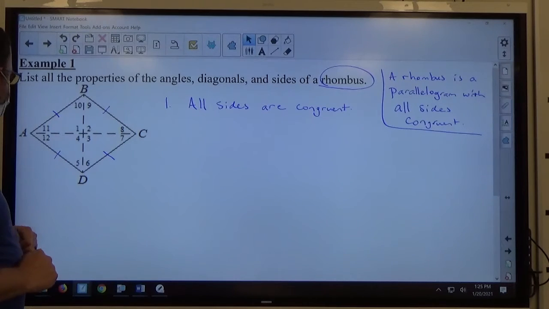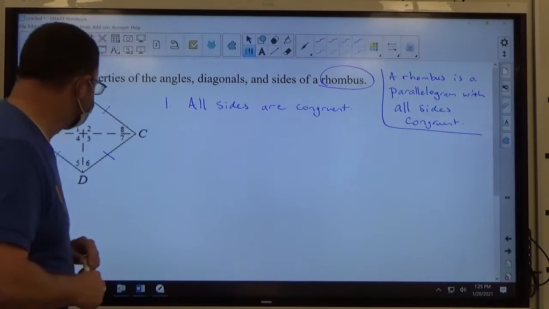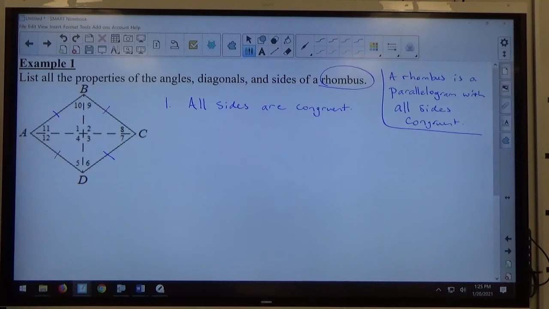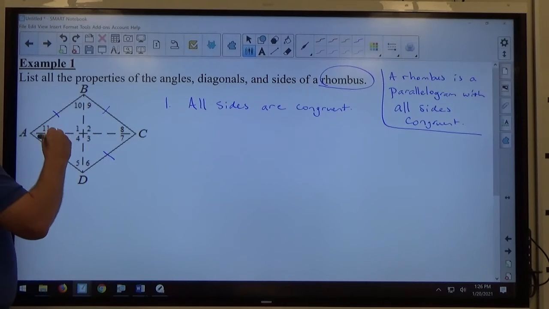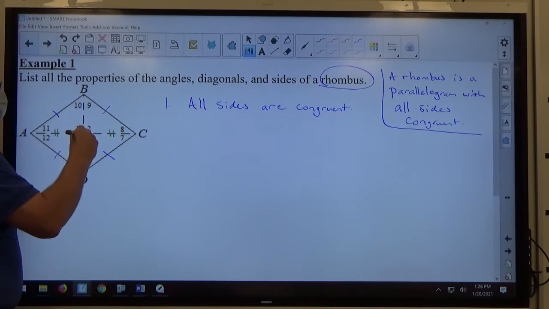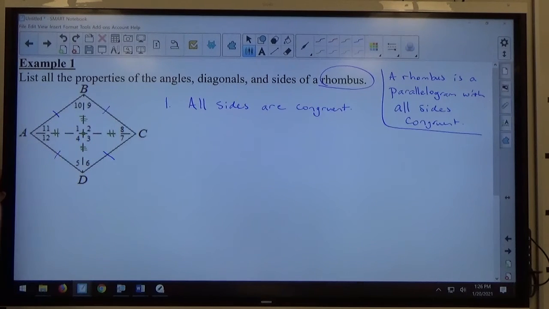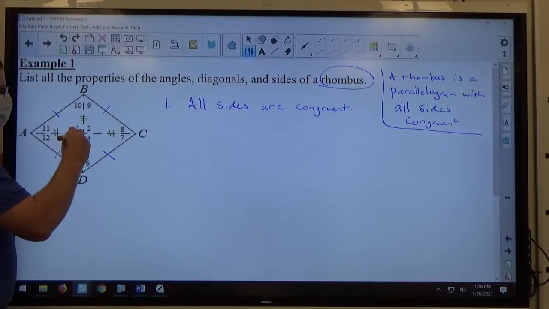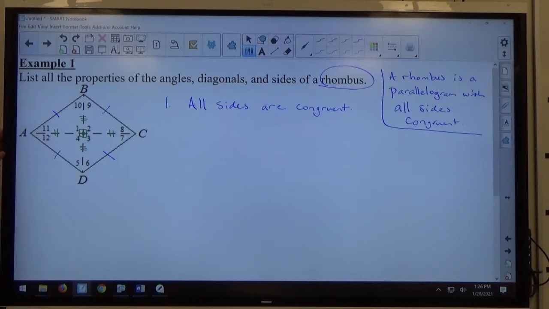The second thing I'm going to look at is the diagonals. Okay, the diagonals are AC and BD. Going back to the parallelogram property, they bisect each other, right? So in a rhombus, they still bisect each other. So I know that this piece is equal to this piece, if this is the midpoint right here. And this piece is equal to this piece, again, if that's the midpoint right there. So they do bisect each other. But more specifically, not only do they bisect each other, but every angle in the middle here, angle 1, angle 2, angle 3, and angle 4, are right angles. So not only do they bisect each other, but they're perpendicular bisectors of one another.